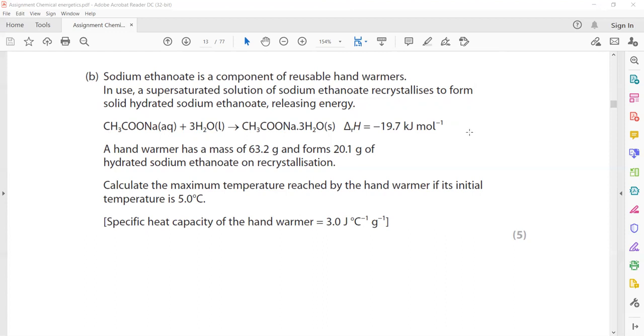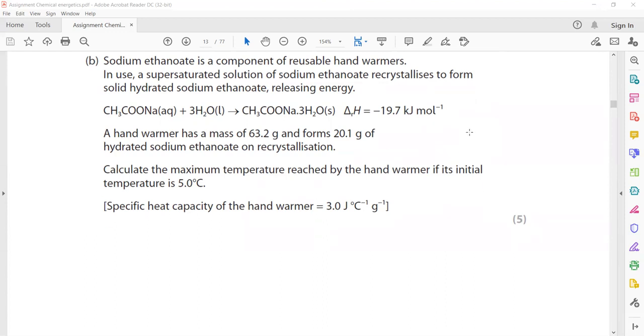The hand warmer has a mass of 63.2 gram and forms 20.1 grams of hydrated sodium ethanoate on recrystallization. Calculate the maximum temperature reached by the hand warmer if the initial temperature is 5. The specific heat capacity of the hand warmer is also given, that is 3 joule per degree centigrade per gram.